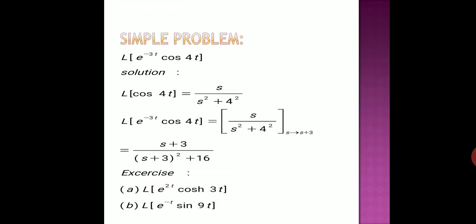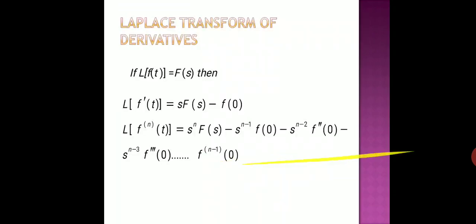Shifting property. L of e power minus 3t into cos 4t. Here we have a multiplication of two functions, and exponential functions are also there. Already we know that L of cos at formula is s divided by s square plus a square. Here a is replaced by 4. Then we get s divided by s square plus 4 square. Here we have to find the value of L of e power minus 3t into cos 4t, and here we are using the shifting property.